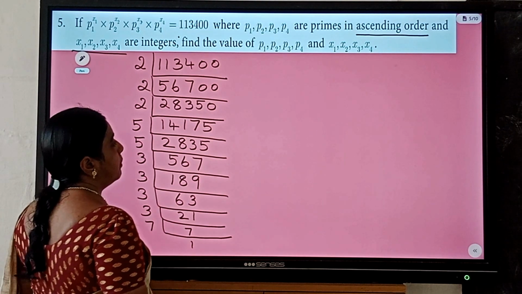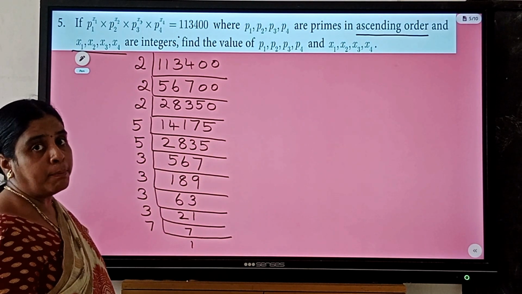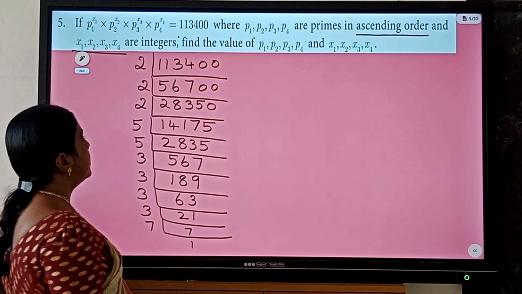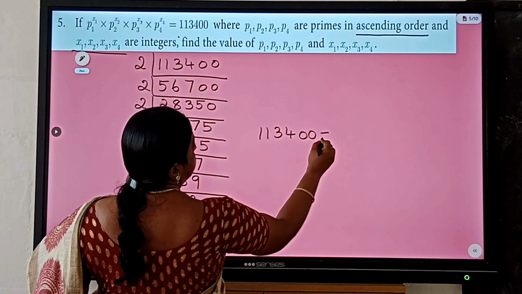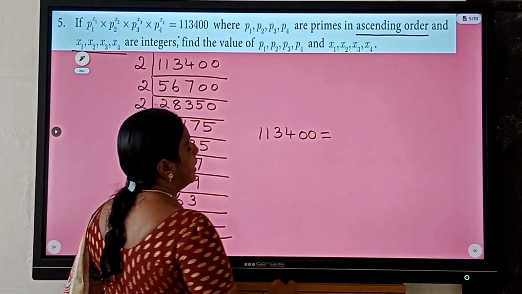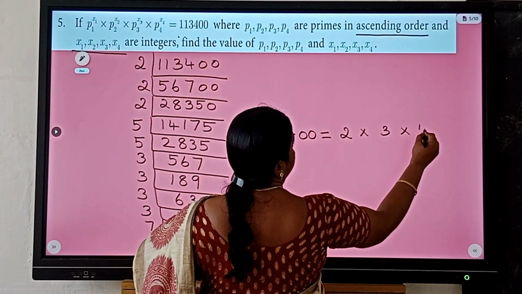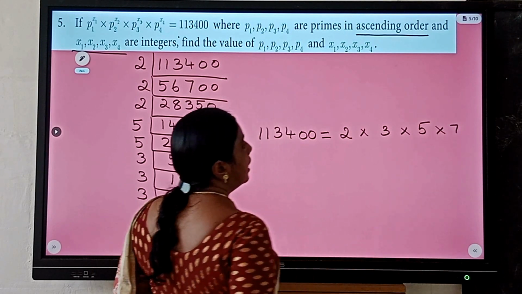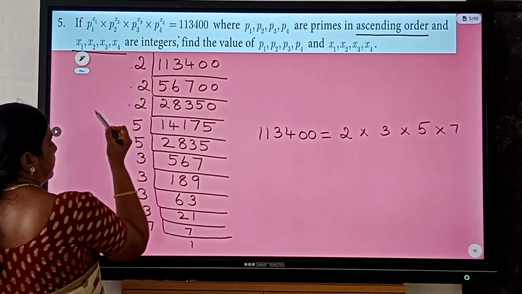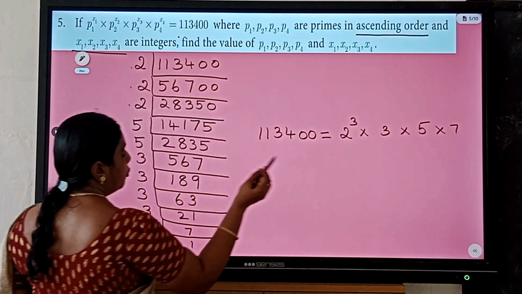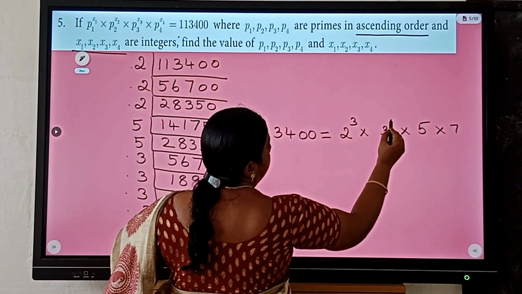And now let's write the multiples and see how they have asked to write the factors. That is P1, P2, P3 and P4 in ascending order. Now first let us write 1,13,400 is equal to, first let us write the factors here. 2, 3, 5, 7. So in ascending order we have written the factors. Then how many 2's are there? 1, 2, 3. So 2 power 3. How many 3's are there? 1, 2, 3, 4. 3 power 4.